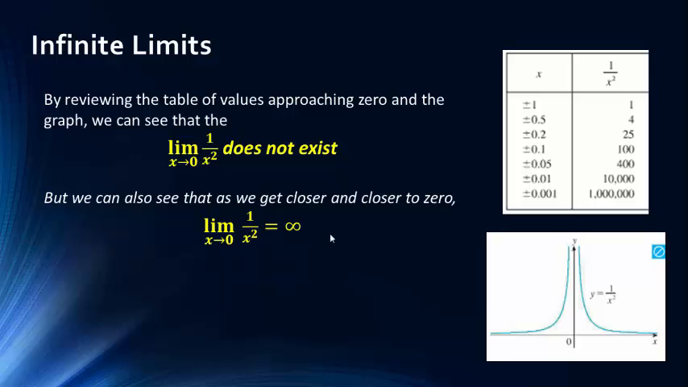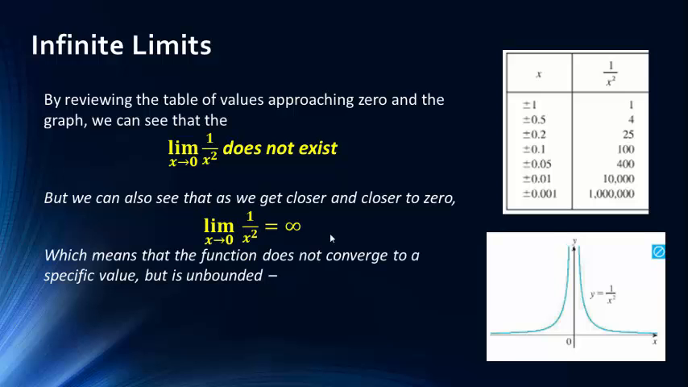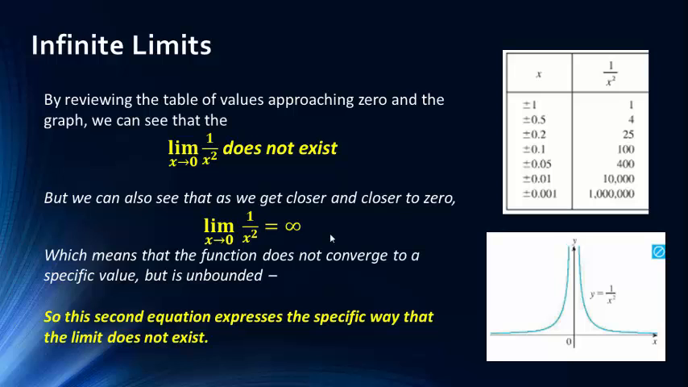But remember, infinity is not a number. So what this is really telling us is that it doesn't converge. The limit doesn't exist. And so the second equation here, where it says it's equal to infinity, is really expressing the specific way that the limit doesn't exist, and that is specifically that it's going to infinity. Remember, one of the discontinuities was an infinite discontinuity, when a function would go to infinity, or negative infinity. So be careful of this.